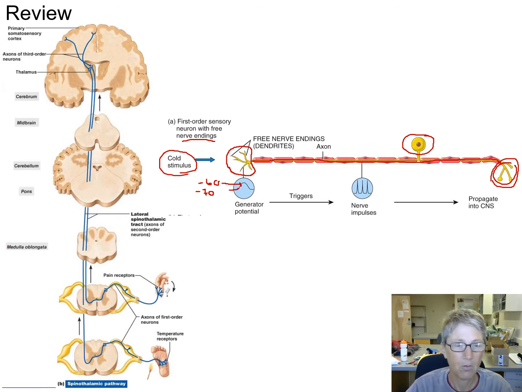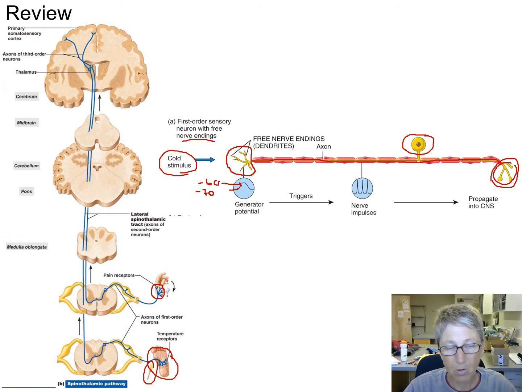And this is another cartoon that we've looked at in the previous video, so this is still a review. This just shows first order sensory afferent neurons, temperature receptors in the foot, and here's a match. Here are pain receptors in the hand, so they cut themselves on a piece of glass.